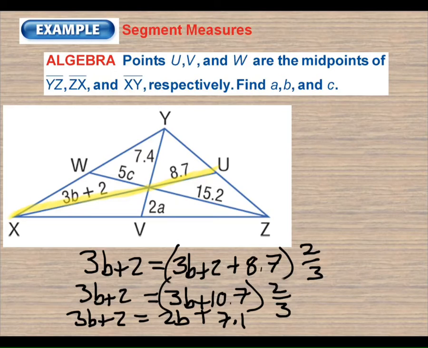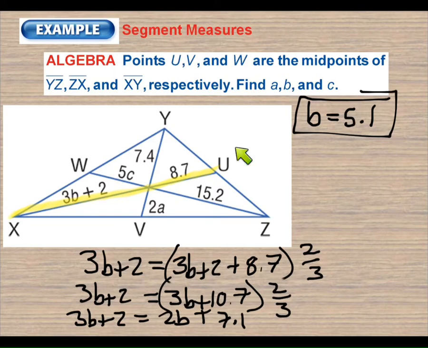And then we just solve our algebra problem from here. We'll move this 2b over to the other side by subtracting it. We get 1b. We move this to the other side by subtracting it. So we would get b is equal to about 5.1. We subtracted the 2 over. So from the vertex to the centroid, it's equal to 2/3 of the entire median.